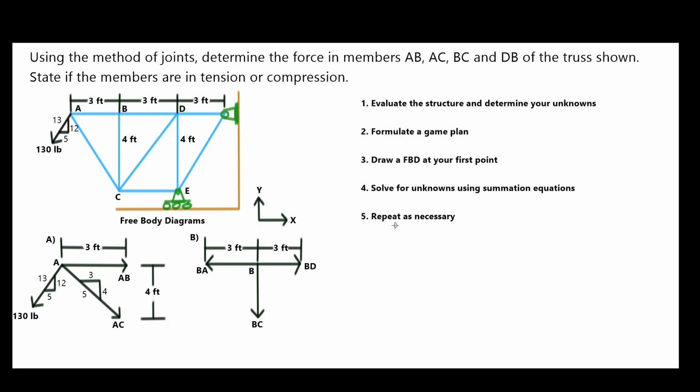So after we've calculated all that, we repeat these steps as necessary. Once again, we'd have to draw a free body diagram for point B, and then determine the best course of action to calculate the unknowns for point B. So let's do the calculations for point A here first.